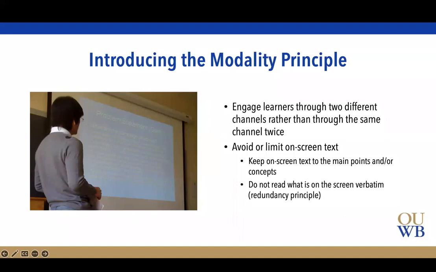And try to avoid reading what's on the screen verbatim. That actually gets into the redundancy principle. And I'm doing that right now. I'm very cognizant of that. It doesn't mean you can never do it, but you want to try and limit that.